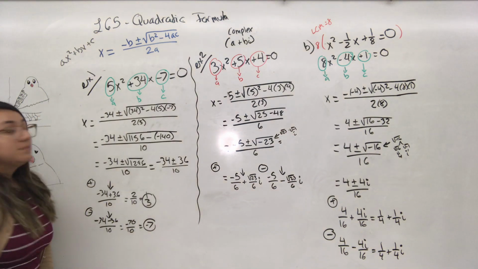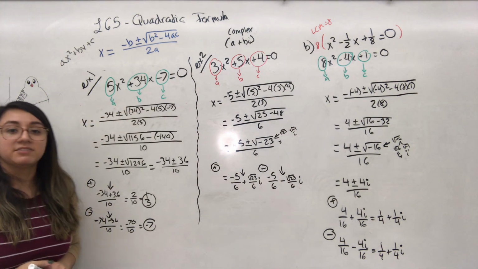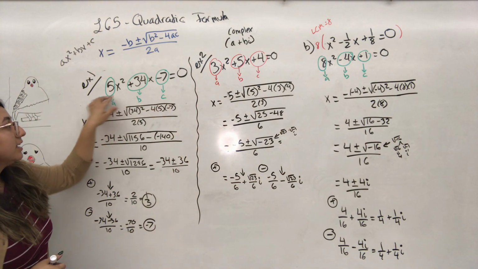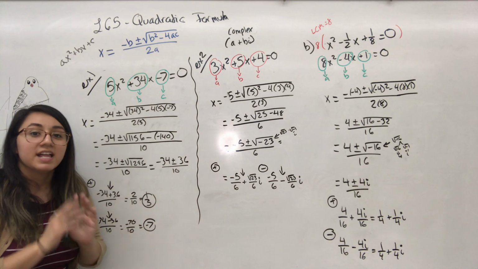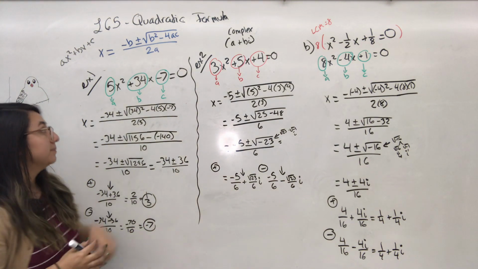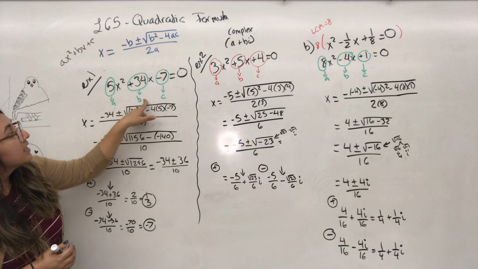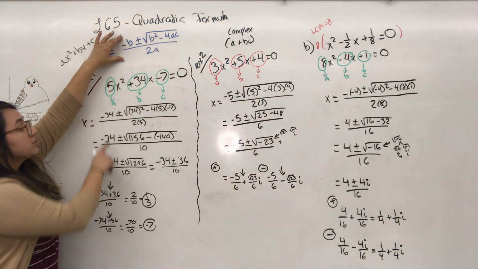Here, we have example 1. We have 5x squared plus 34x minus 7. 5 is our A, 34. I always circle the sign in front of it because that's very important. A lot of times people miss the signs. The signs are what really gets to you. Plus 34 is B, negative 7 is C. We're going to follow this equation and plug it in.